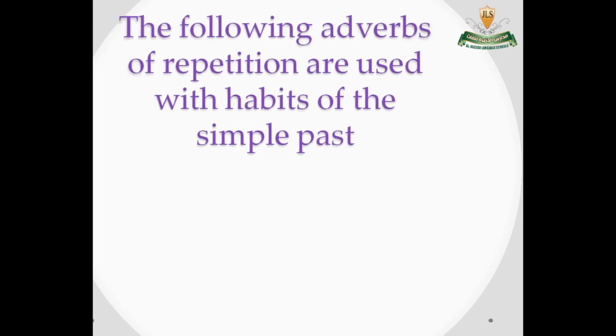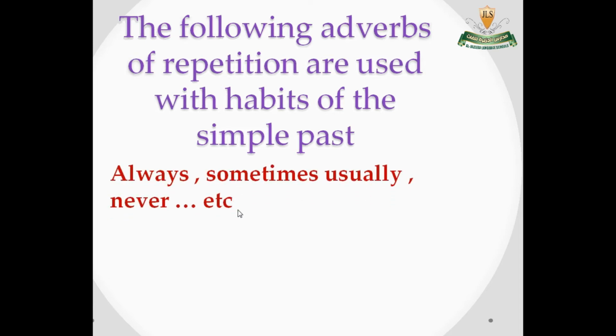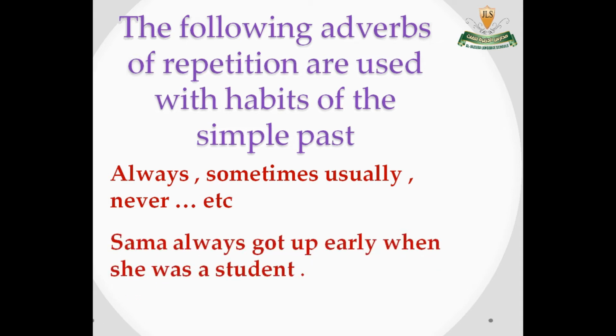The following adverbs of repetition are used with habits in the simple past, for example, always, sometimes, usually, never. Now you're going to tell me, Miss, we are using these in the present simple tense. Yes, we are also using them in the past tense by giving the sentence a past verb so that we will know that this sentence is in the past. For example, Sama always got up early when she was a student. Always, and got, which shows that this sentence is in the past.